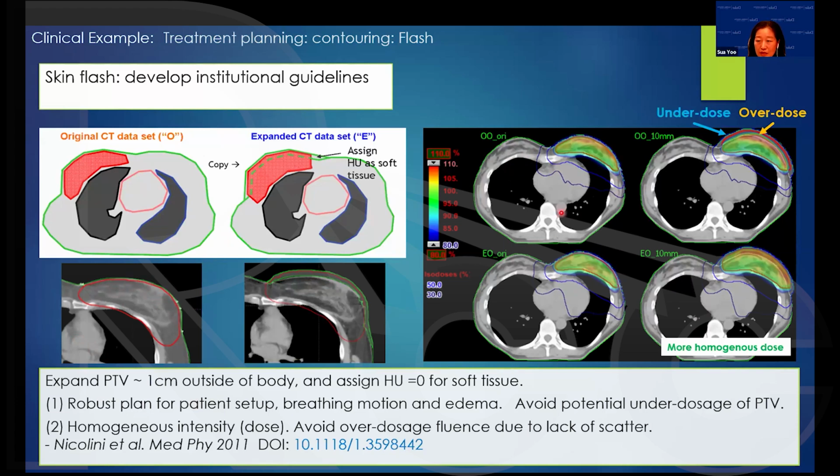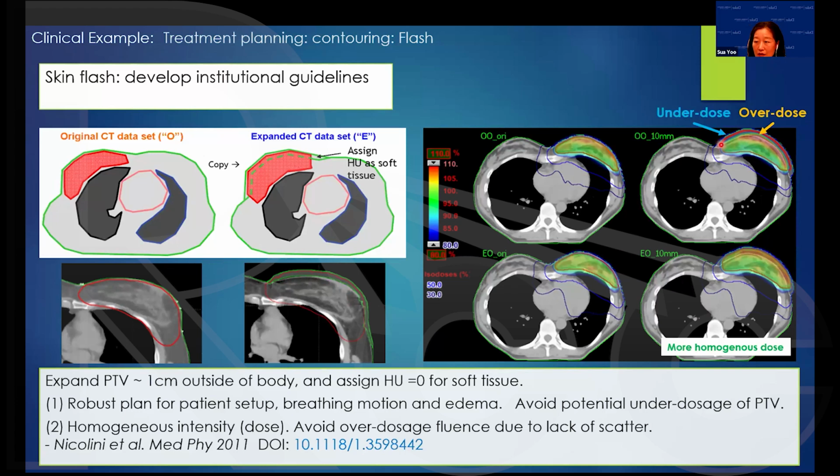So you run optimization without any skin flash, some tissue that provides scatter. It has a lot of high MU. And if you actually simulate what if this tissue got expanded, what if the target got increased, and you recalculate, there's a really high dose area occurring because optimization overcompensates for the lack of scatter.